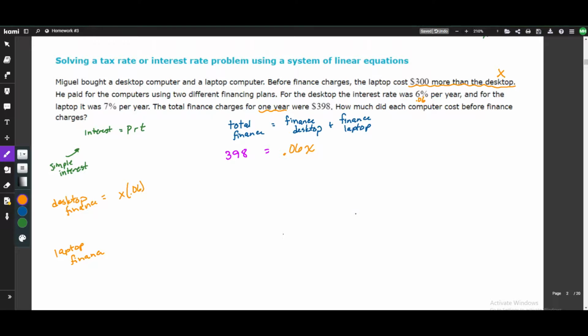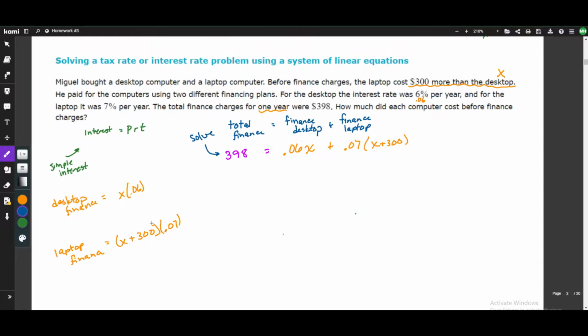The laptop is $300 more than the desktop. So it's going to be x plus 300, because more than. And the rate for this is 0.07. I'm going to put that in my formula up where I'm solving my equation as 0.07. I like plain old numbers first. 0.07 times x plus 300. All right, so the problem that I'm solving is just this one. This is what I get to solve.